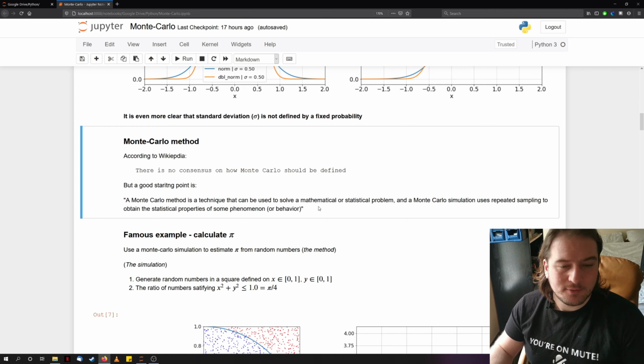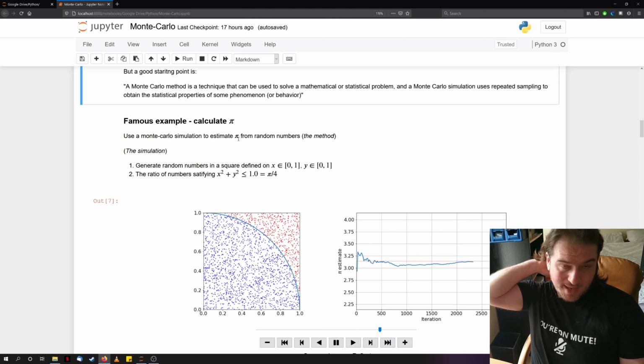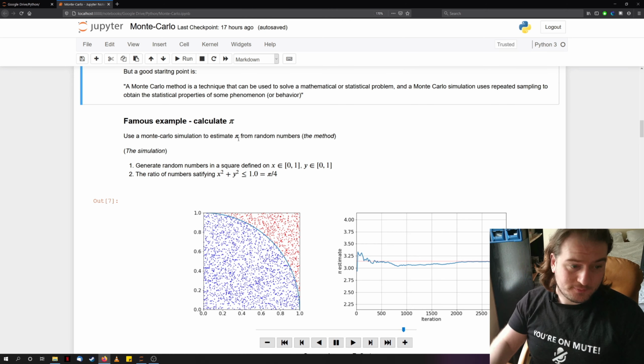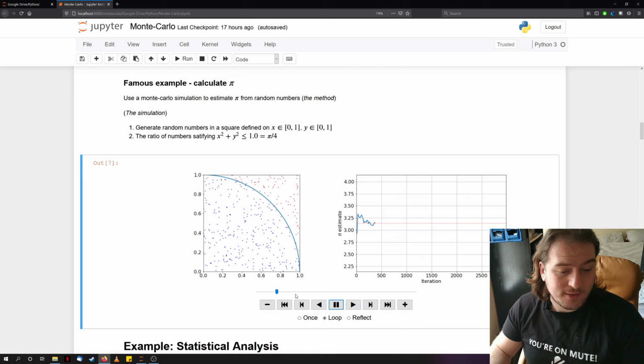What does that mean? So we can go ahead and do our first example, which is the calculating of pi, which I discussed at the very beginning of the video. The way we do this, again, as I said at the beginning of the video, we take a domain like this, from 0 to 1.